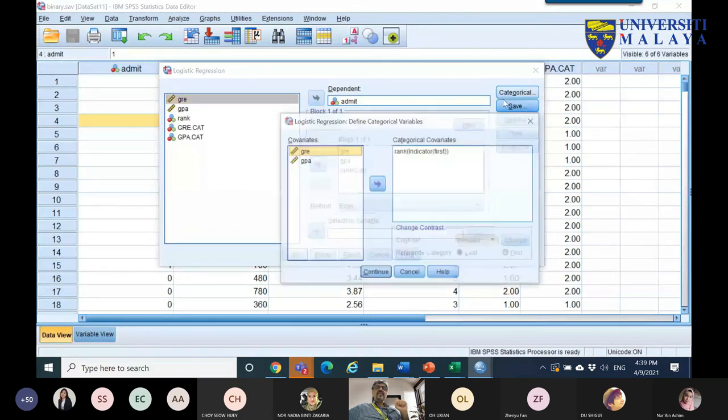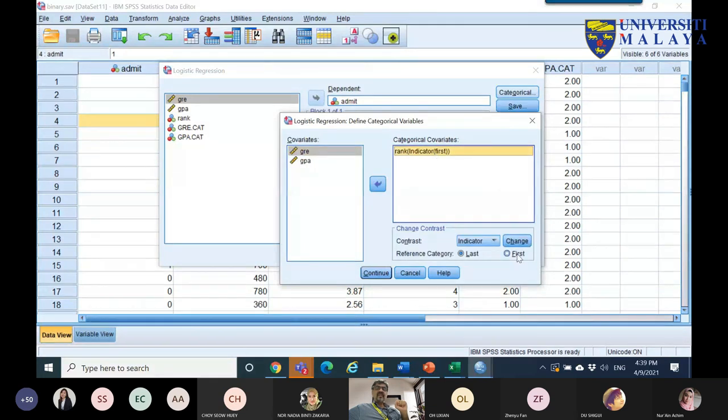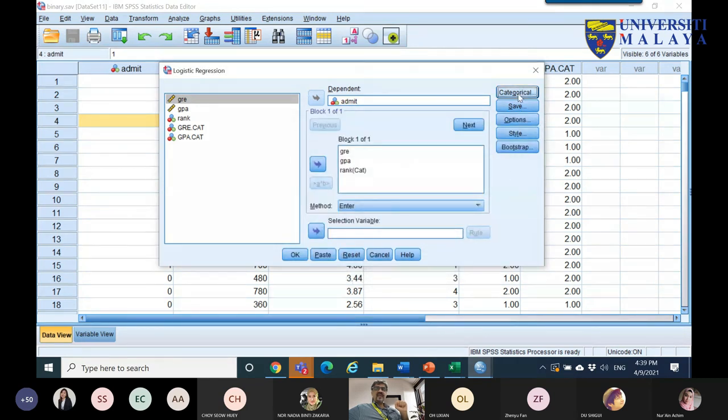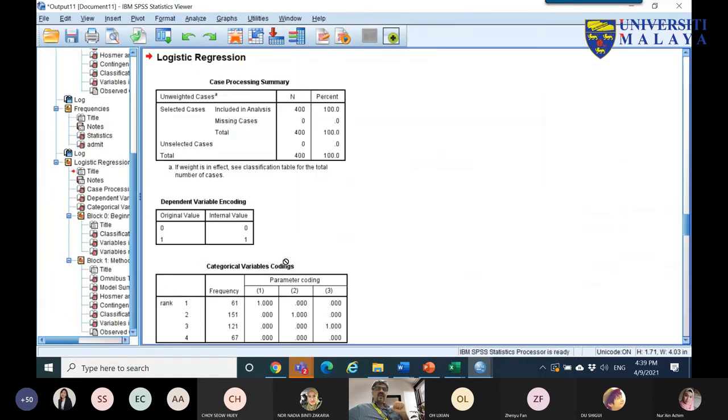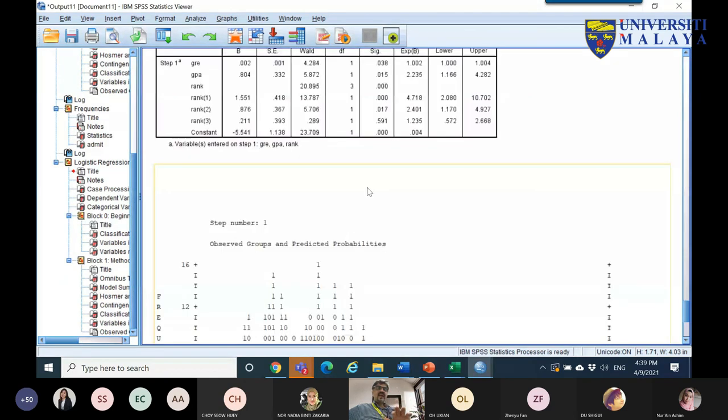If I change, in the categorical data, my reference group from the first to the last, because it was first, and then run it, nothing changed. The results are all the same.